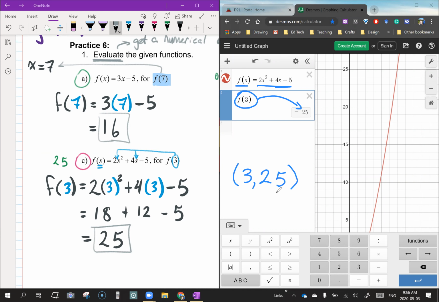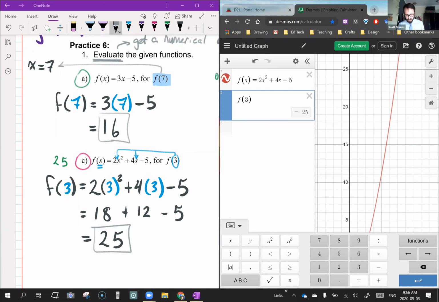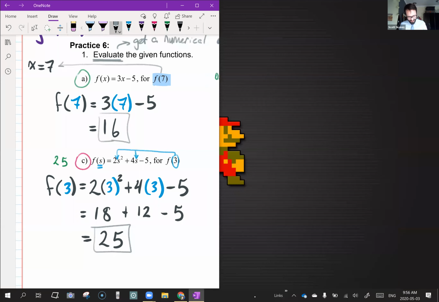I'm explaining this in full detail because we use functions for the rest of the course, all right? They come up a lot. It's a good idea to know how they work. So that's a good recap on how they work in case you haven't seen much of them before.